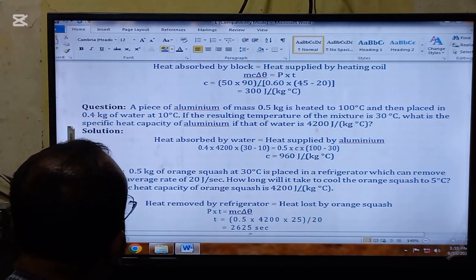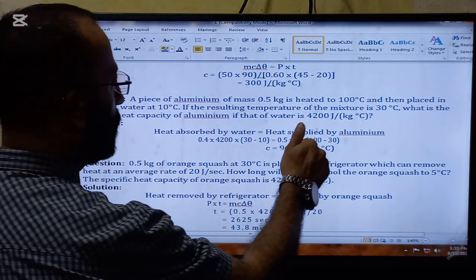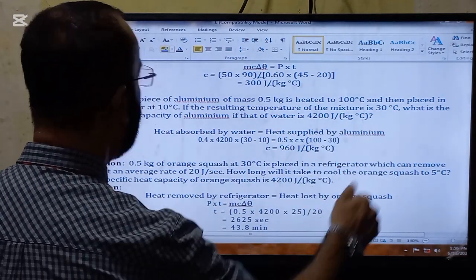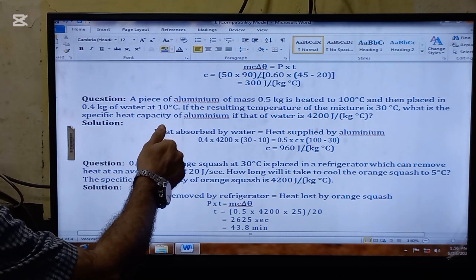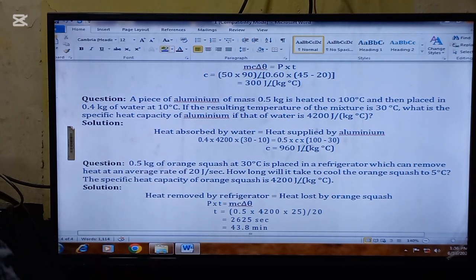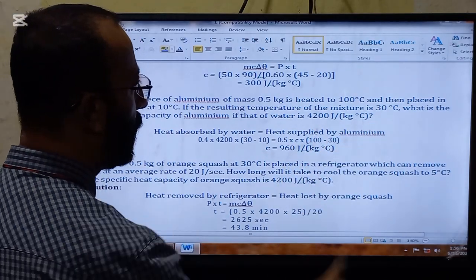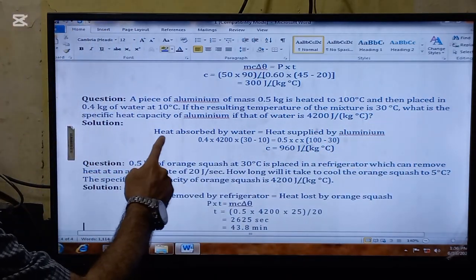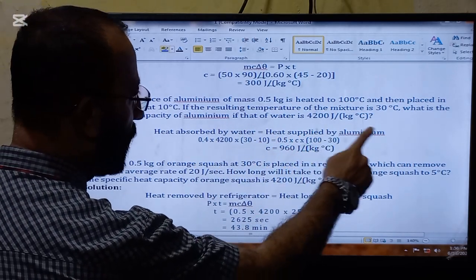Another question is here. A piece of aluminium of mass 0.5 kg is heated to 100 degrees C and then placed in 0.4 kg of water at 10 degrees C. If the resulting temperature of the mixture is 30 degrees C, what is the specific heat capacity of aluminium if that of water is 4200 joule per kg degrees C?